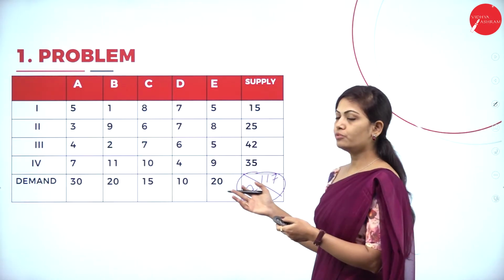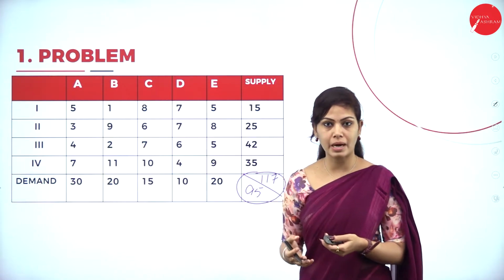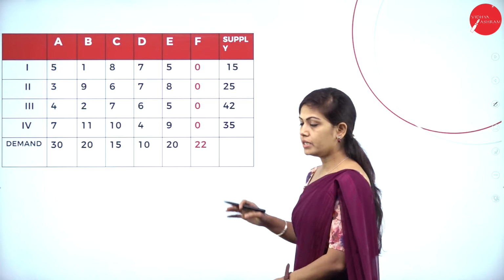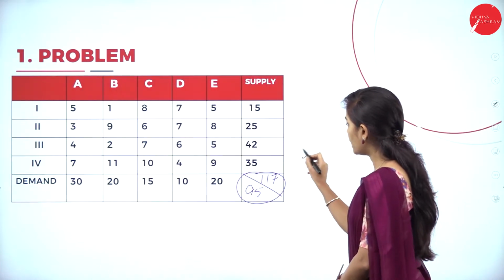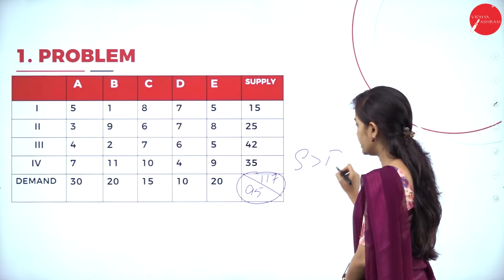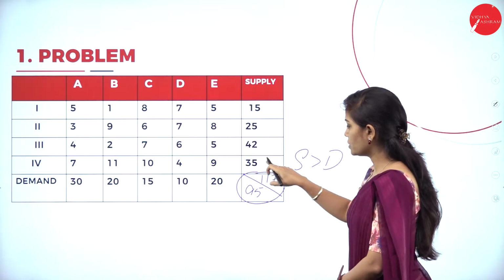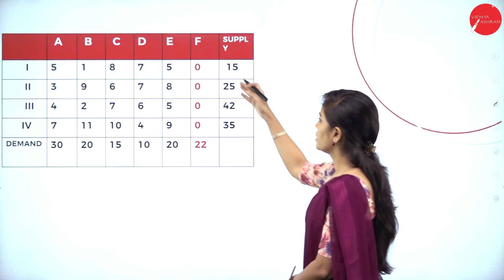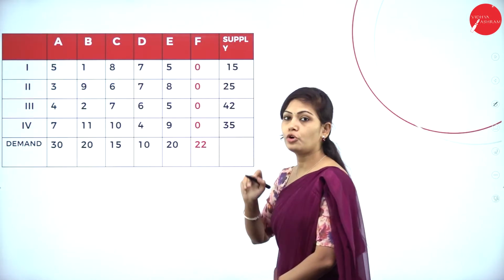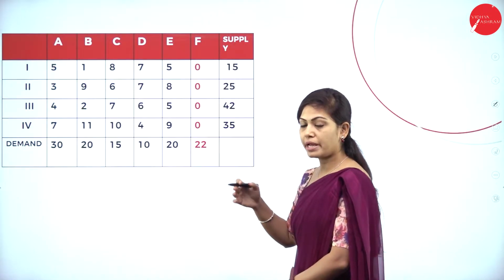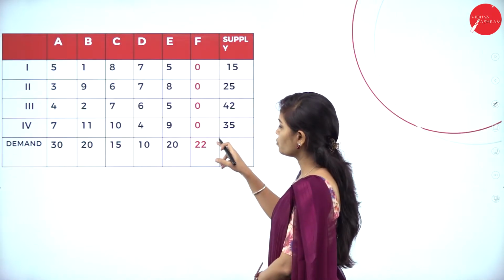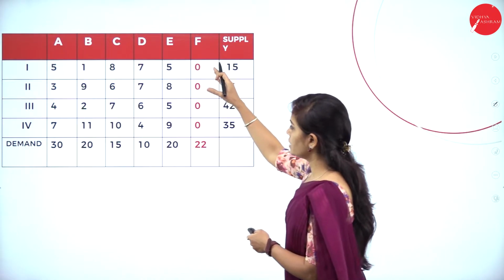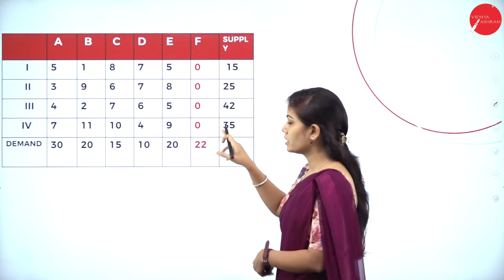So what can we do for this unbalanced problem? We can make it balanced by adding a dummy column. Here in this case, supply value is greater than demand value, right? Supply value is higher than demand value. So I will add a dummy column with 0 matrix. If your supply value is greater than demand value, you can add a dummy column. Here I have added a dummy column with 0 matrix.